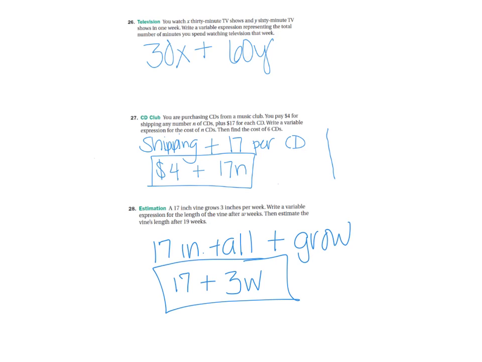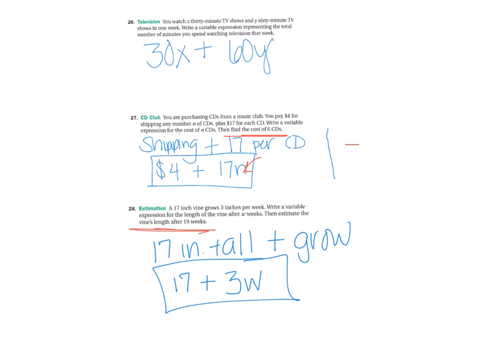You may have noticed that in number 27, the example in the middle, I skipped the last part. It says, find the cost of 6 CDs. And in number 28, I skipped the last part, estimate the vine's length after 19 weeks. Let's go back and look at that. In number 27, if I'm going to find the cost of 6 CDs, I'm going to use my variable expression. I'm going to take what I've been given and I'm going to plug in 6 in place of N.